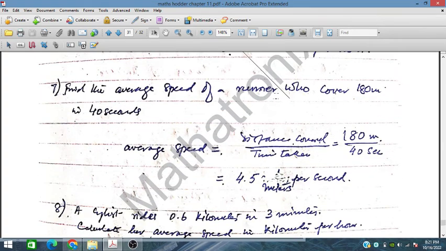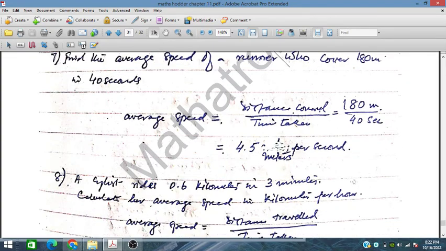Find the average speed of a runner who covers 180 meters in 40 seconds. So 180 meters in 40 seconds. 180 divided by 40 is 4.5. So this is 4.5 meters per second.